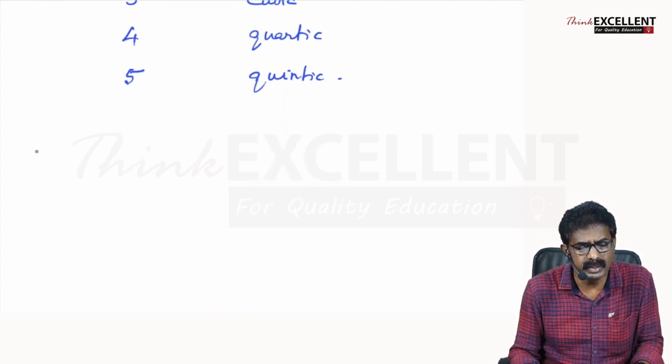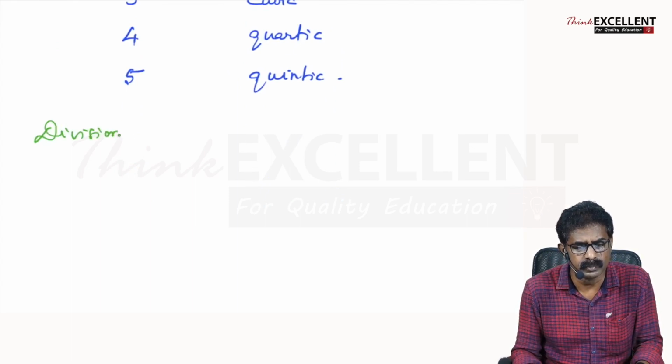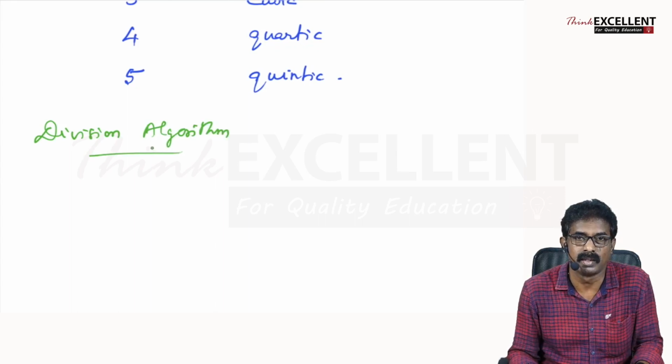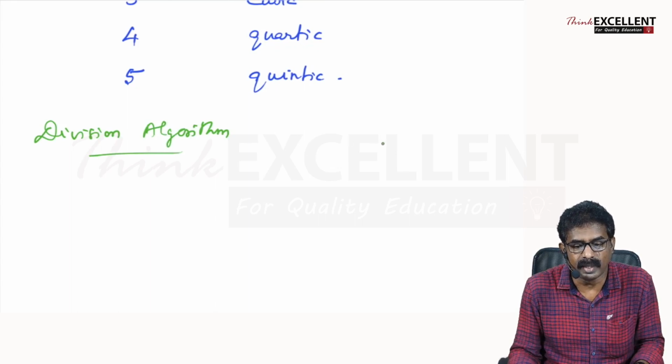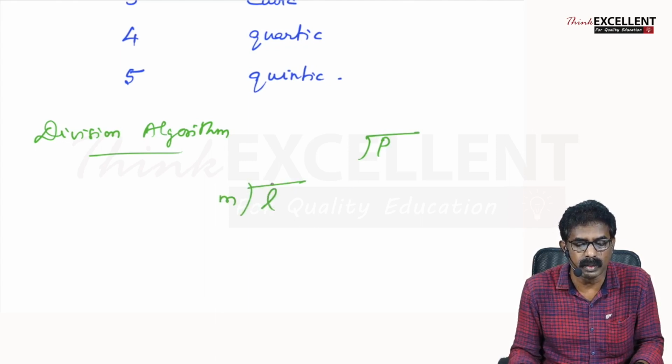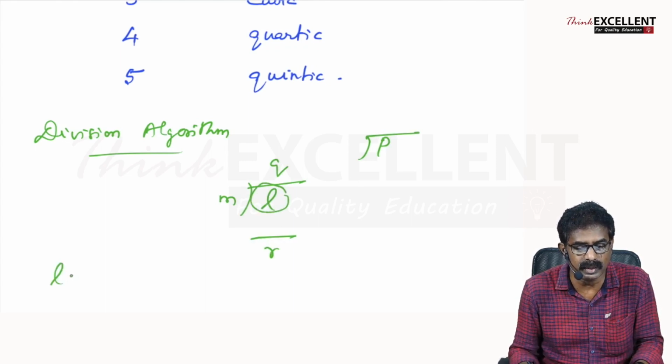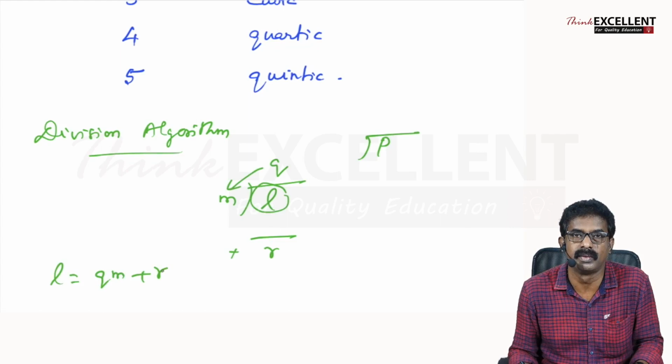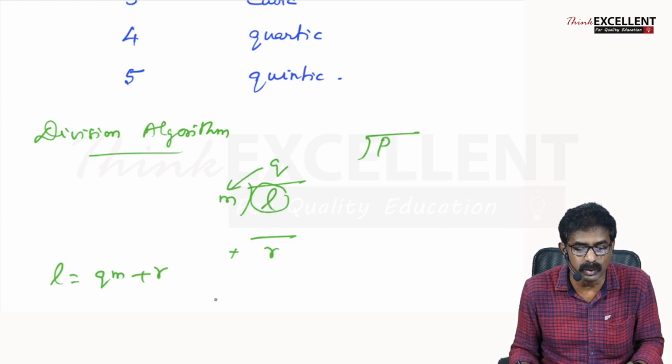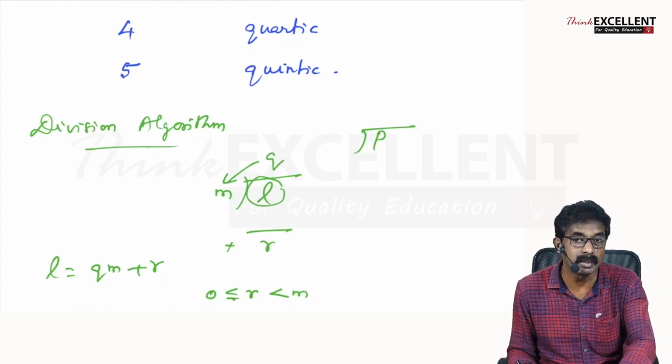Then division algorithm. In 10th standard you would have studied, right? In numbers you studied. Suppose you divide a number L by some number, say M. You are getting a quotient and you are getting a remainder. Then L is equal to QM, you multiply these two, plus the remainder R. And the remainder can be 0, so 0 less than or equal to R, less than M, because we are dividing by M. So the remainder must be less than M.